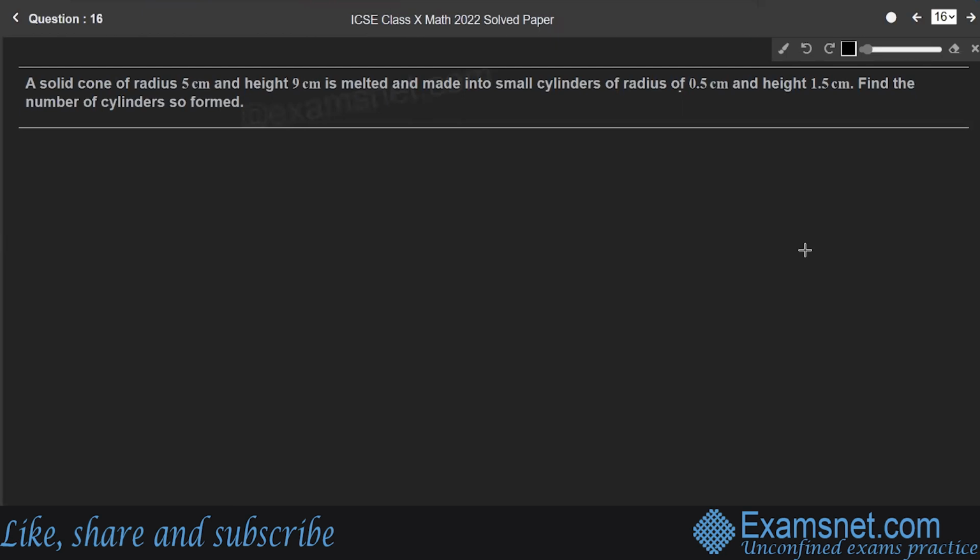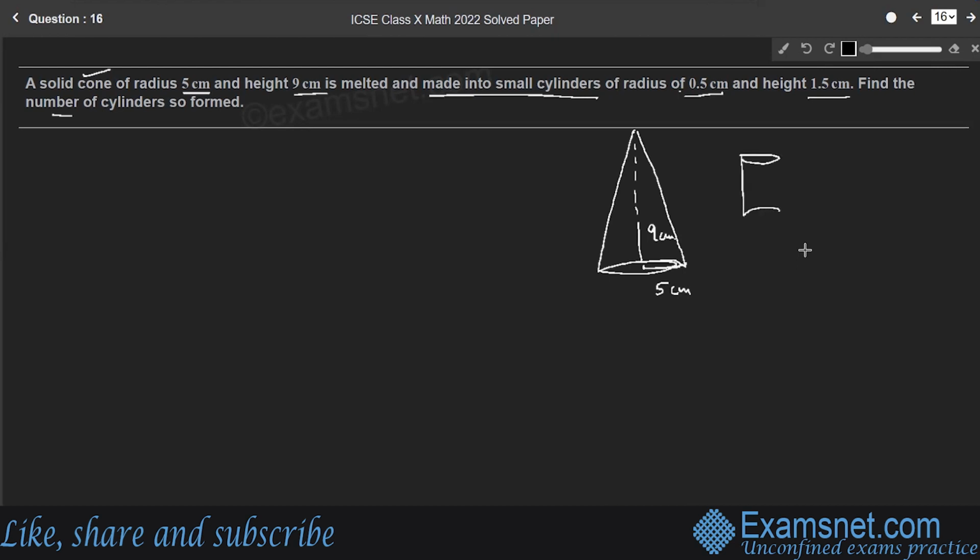Question 16. A solid cone of radius 5 cm and height 9 cm is melted and made into small cylinders of radius 0.5 cm and height 1.5 cm. Find the number of cylinders so formed. Here, let us consider a solid cone like this. Solid cone of radius 5 cm and height 9 cm. Height of the cone is 9 cm. This cone is melted and made into small cylinders.